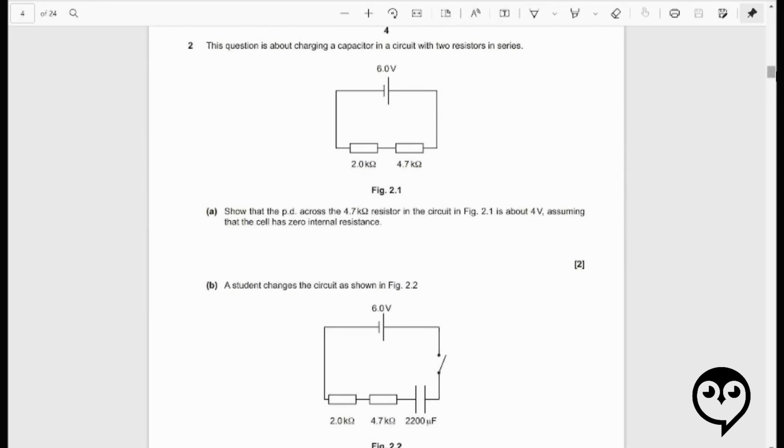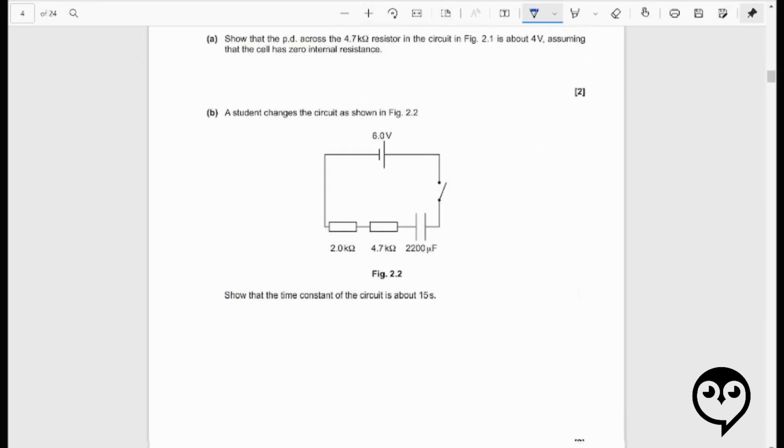Question 2: we're going to charge a capacitor in a circuit with 2 resistors in series. Show that the potential difference across this 4.7 kilo ohm resistor is about 4 volts. This is a potential divider question, but we can quickly do it. We have a combined resistance of 6.7. To find the current, I'll do the total voltage over the total resistance, 6 over 6.7, which gives a current of 0.89. Then we figure out the voltage across that 4.7 kilo ohm resistor by multiplying by 4.7. I get 4.2, which is roughly 4 volts.